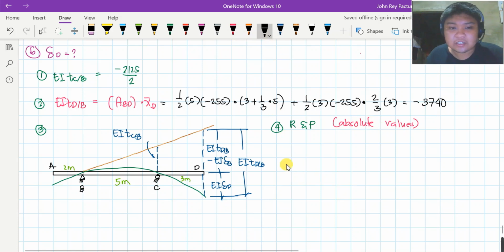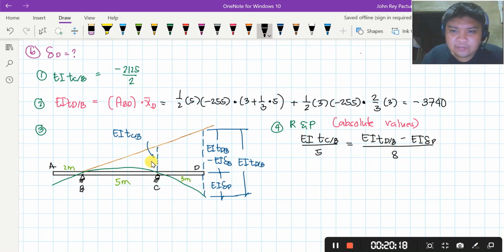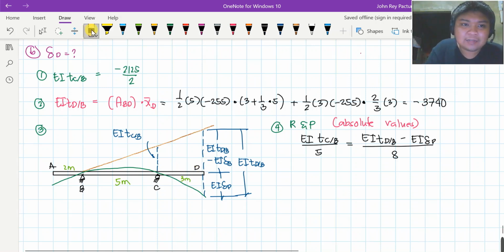So, substitute natin siya ngayon. So, una, EI, deviation of C with respect to B, yung mas maliit, over 5, is equal to EI, deviation of D with respect to B, minus EI, deflection at D, all over 8 meters. I hope nagagets nyo itong ratio and proportion ko, di ba? EI deviation at C with respect to B is to 5, tapos EI deviation at D with respect to B, minus EI deflection at D. Nagkamali lang ako, class, ng pagkasulat. So, deflection at D is to 8 meters. So, substitute mo lang yung mga absolute values.